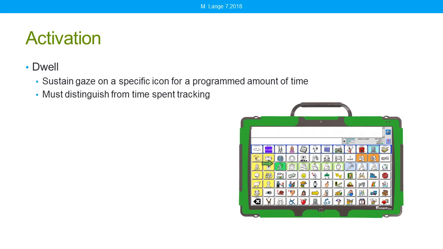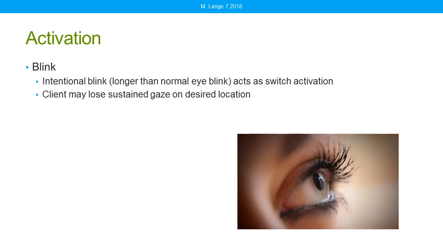So with dwell, the client needs to sustain gaze at their desired selection for a programmed amount of time. It has to be distinguished from time I spend just looking around. So if I'm trying to think of what I want to say, it's very common to visually scan through my selections. And then when I stop on one, I have to stay there for a longer amount of time than when I'm just looking around. If it's a really long time, some clients are going to have quite a bit of difficulty because they're going to perhaps not be able to sustain their gaze for that long, or it simply just takes a long time to communicate. If it's too fast, the client might have accidental activation. So we have to determine, can the client sustain gaze to activate and make a choice?